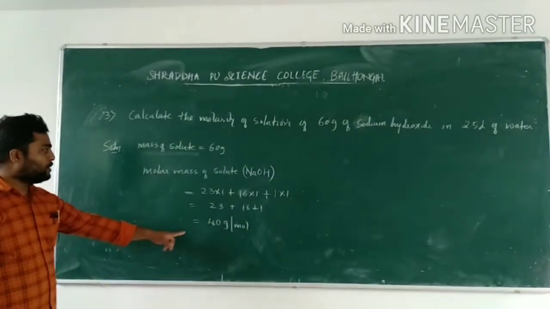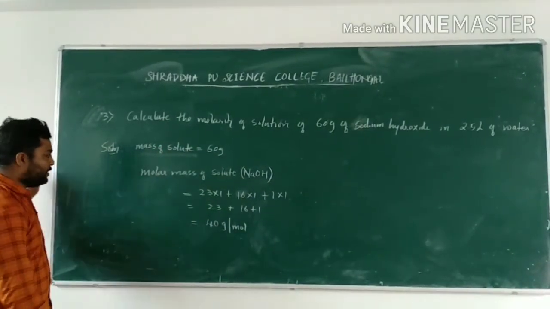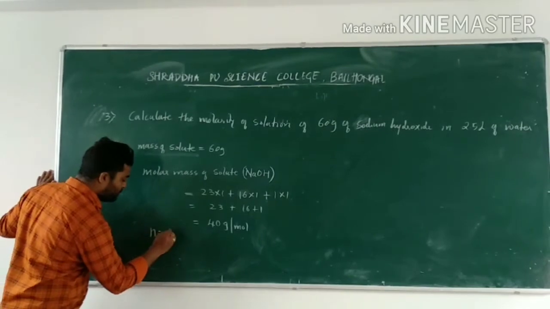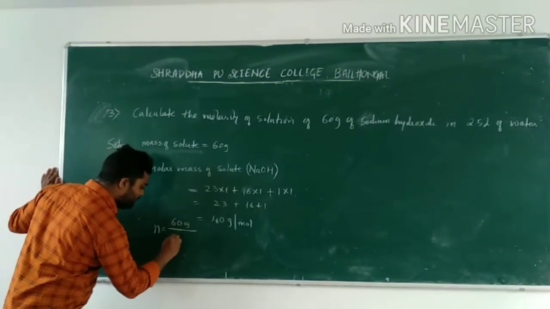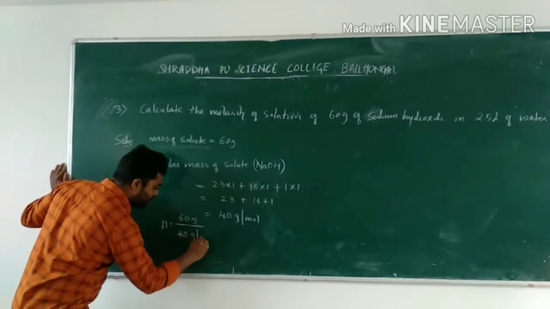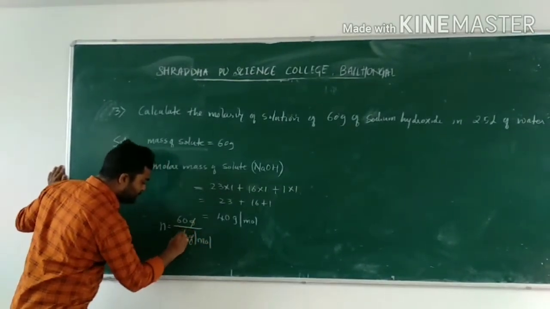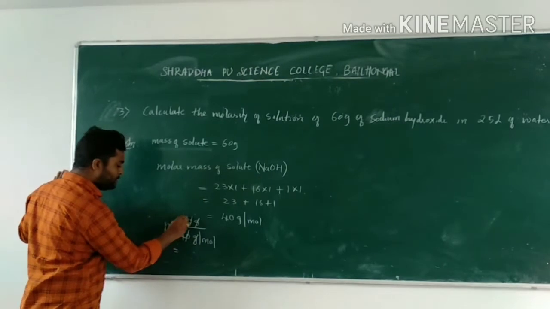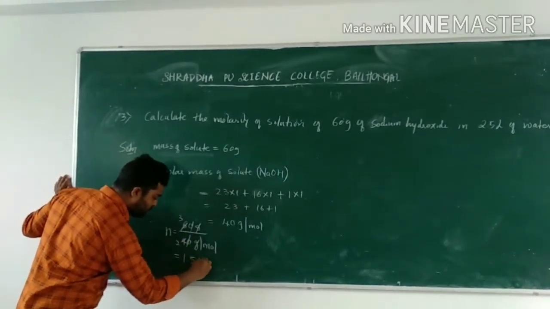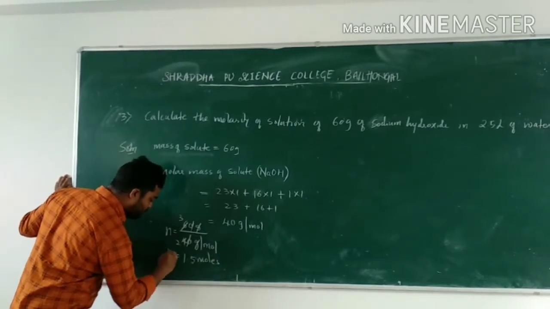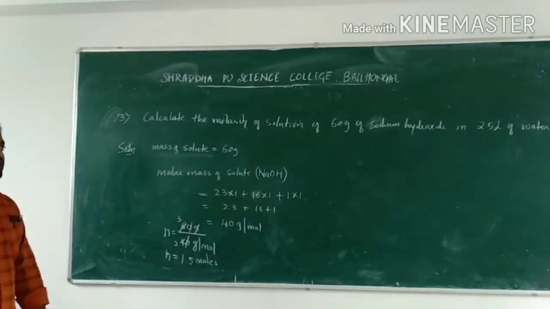Now you have the molar mass. Now you have the given mass. Therefore n is equal to the given mass, 60 grams, divided by 40 grams per mole. Gram and gram will cancel. 0 and 0 will cancel. So therefore it is 2 3s and 2 2s, therefore it is 1.5 moles. Therefore n is equal to 1.5 moles.